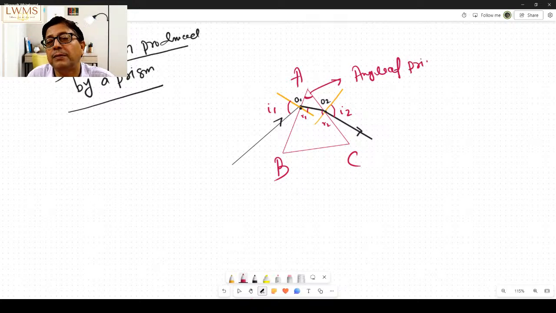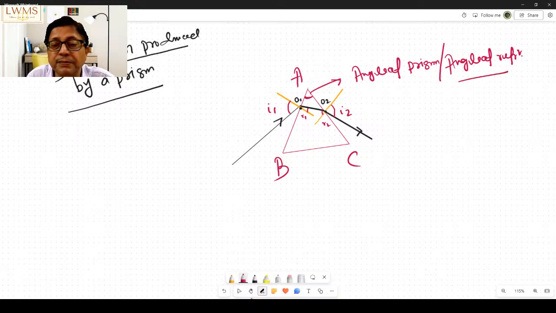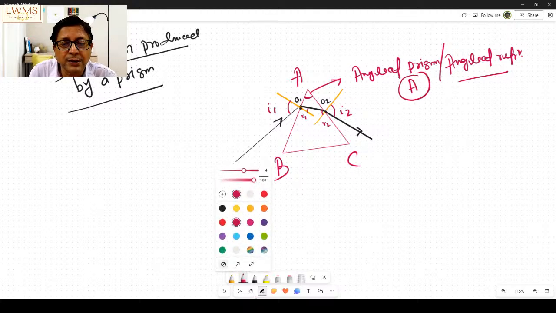If you consider this vertex angle, this is called the angle of prism, or the angle of refraction of the prism. That we will always consider as angle A. So angle A stands for what? It stands for the angle of prism. Clear?